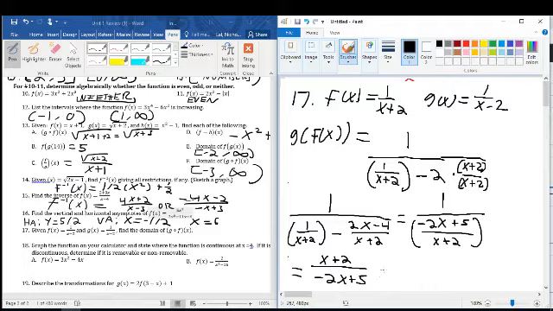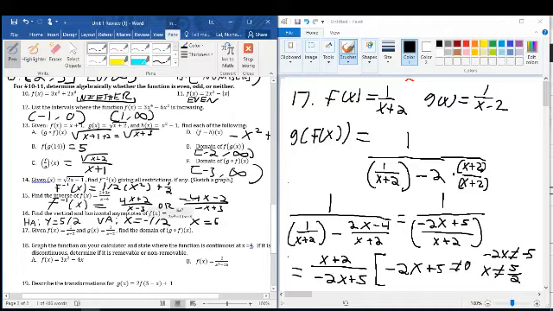So now we need to find the domain. For our domain, we can't have a denominator of 0, so negative 2x plus 5 cannot equal 0. Do some algebra, negative 2x cannot equal negative 5. So that means x cannot equal 5/2. So our domain, if x cannot equal 5/2, would be from negative infinity to 5/2 union 5/2 to infinity.